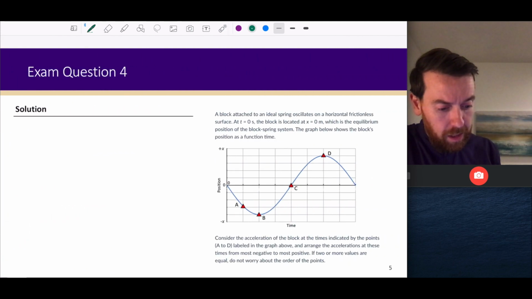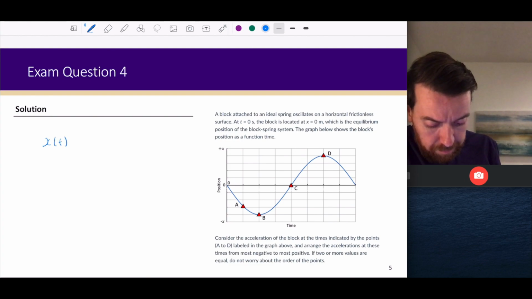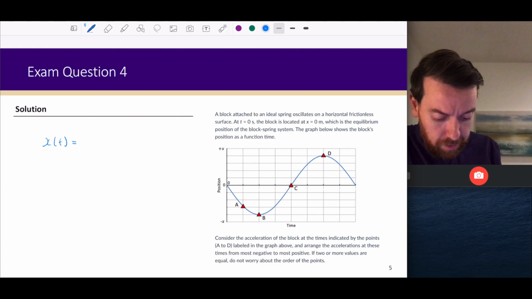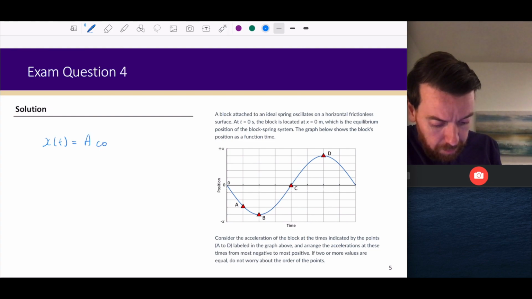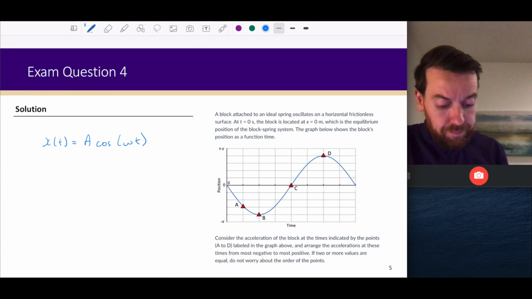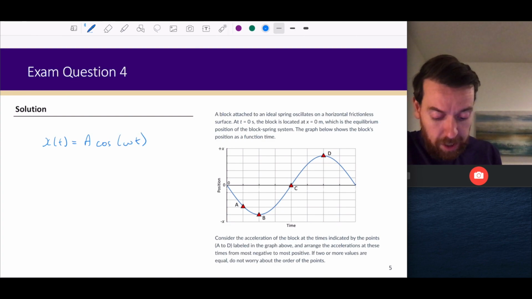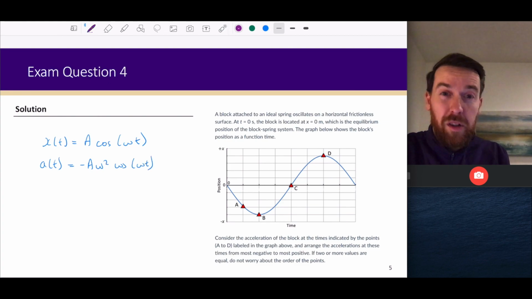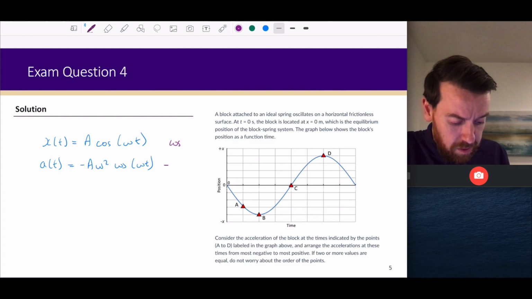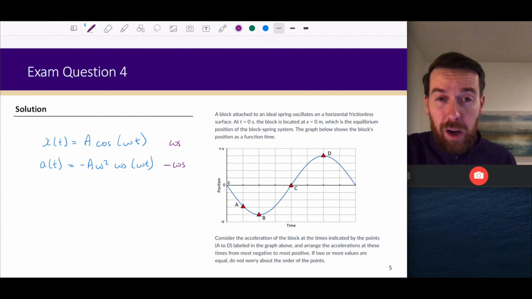So if we think about the equations of motion for the position, our position curves are generally given, if it starts at x equals A at time 0, by x equals A cosine omega t. And then we know from that equation, if we take the second derivative, a of t is negative A omega squared cosine omega t. But the part I want you to consider there is that x is a cosine function and a is a negative cosine. So x and a always have opposing trig functions.